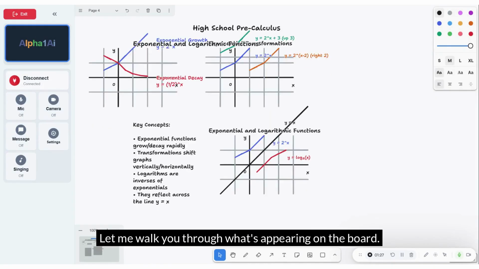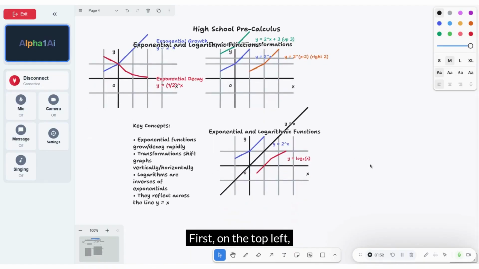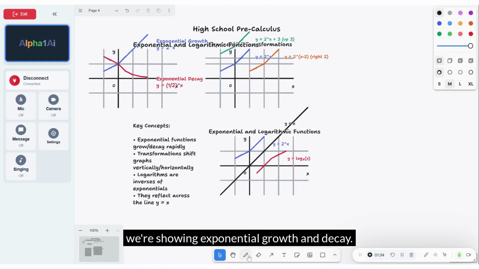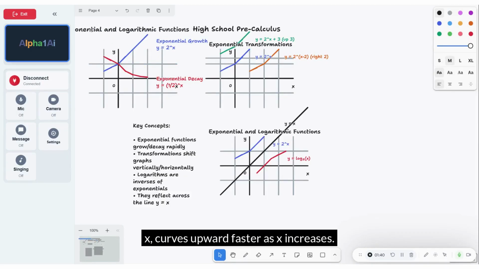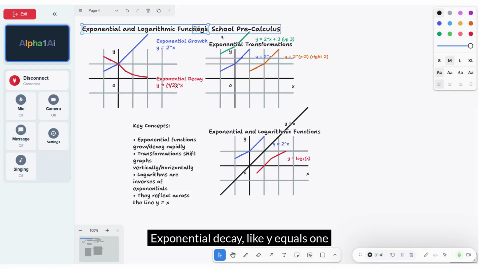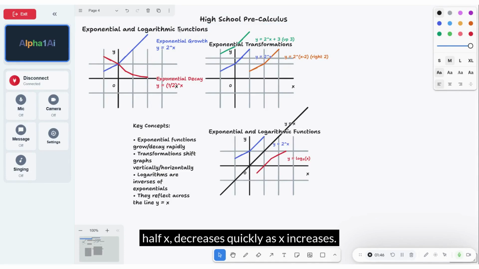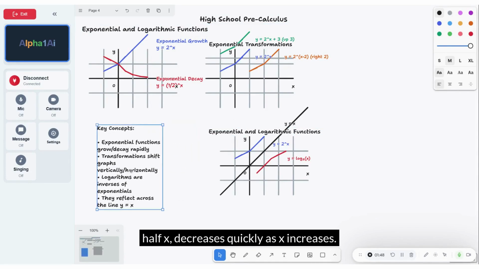Let me walk you through what's appearing on the board. First, on the top left, we're showing exponential growth and decay. Exponential growth, like y equals 2^x, curves upward faster as x increases. Exponential decay, like y equals (1/2)^x, decreases quickly as x increases.